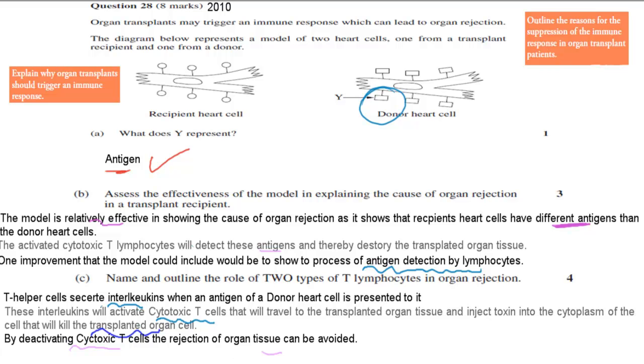And these questions came from this dot point: explain why organ transplants should trigger the immune response. So this was number A, number B, and number C. They all came from that one. And this other dot point, outline the reasons for the suppression of the immune response in organ transplant patients, wasn't really questioned, but it is also somewhat relevant. But hopefully that was useful.